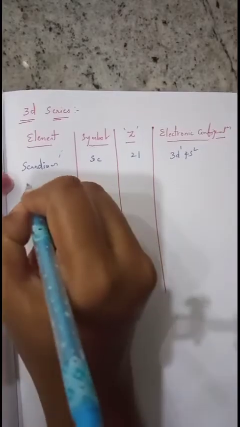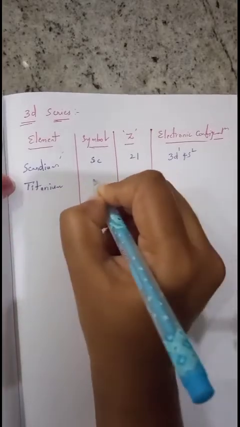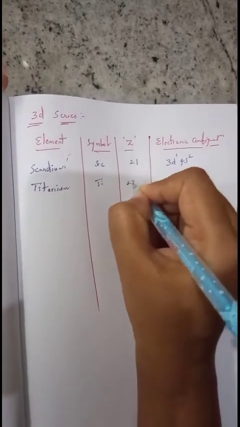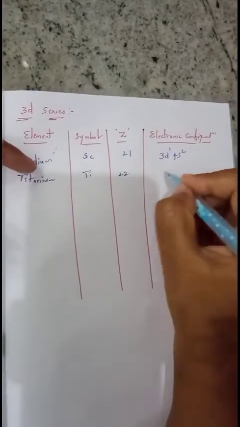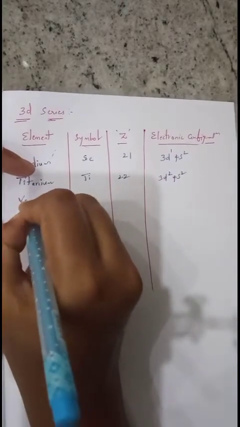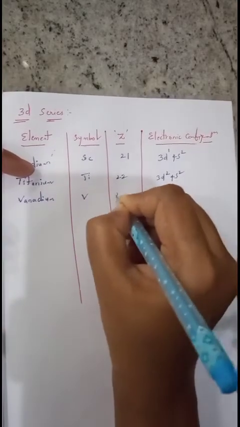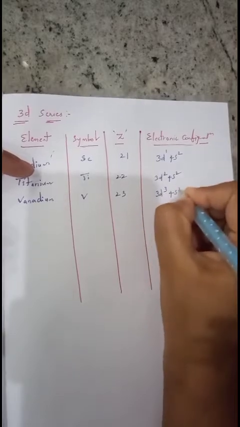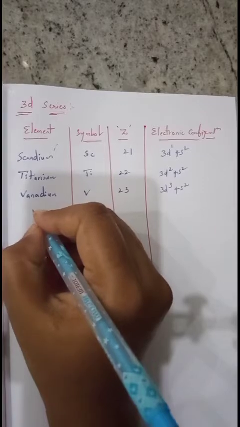Next, the second element is titanium, symbol Ti, atomic number 22 and outermost configuration 3d2 4s2. Next, vanadium, symbol V, atomic number 23, outermost configuration 3d3 4s2. Next one, chromium.